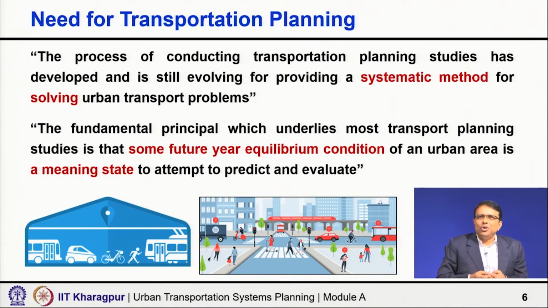Why? Because we never tried to understand the future requirement well in advance. So, a systematic method means, I am trying to say that further in a different way in the next line. The fundamental principle which underlies most transportation planning studies is that some future year equilibrium condition of an urban area is a meaningful state to attempt to predict and evaluate. All what I am trying to say.